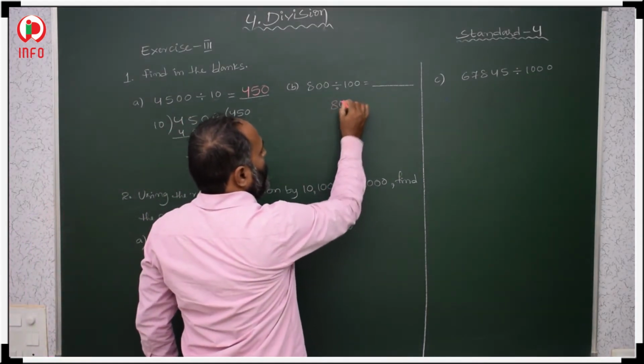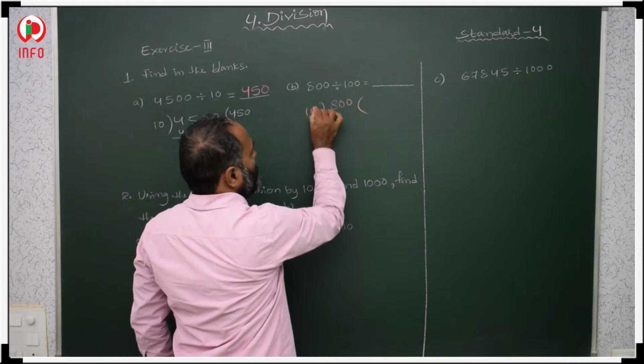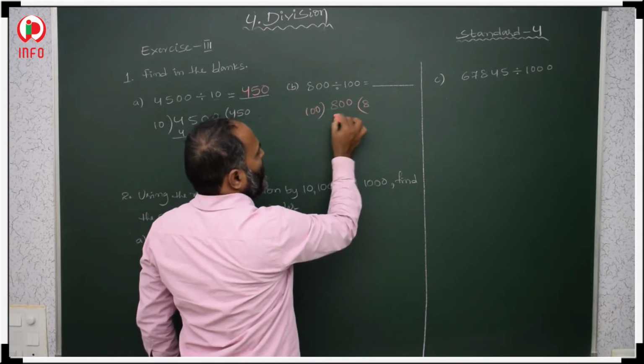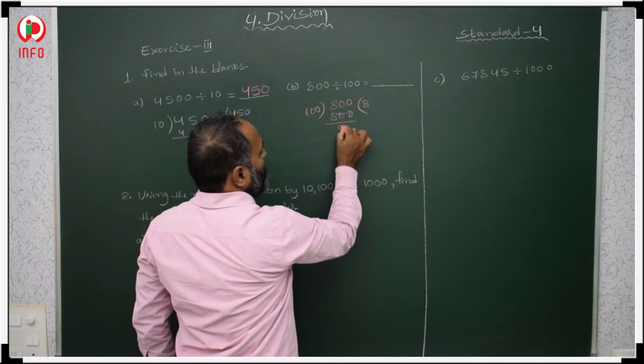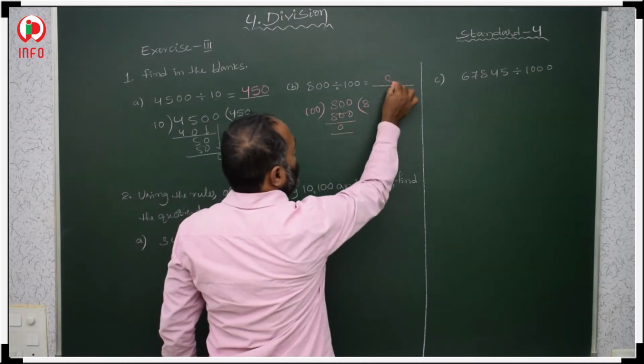Now 800 divided by 100. 100 8s are 800. So the answer is 8.